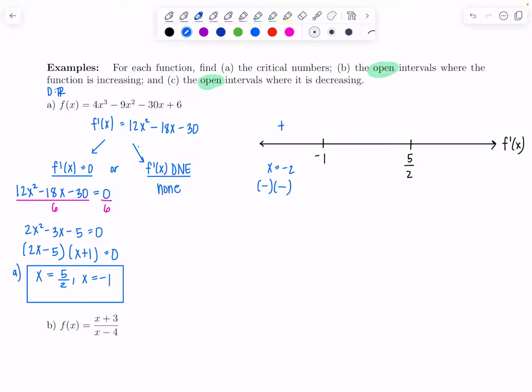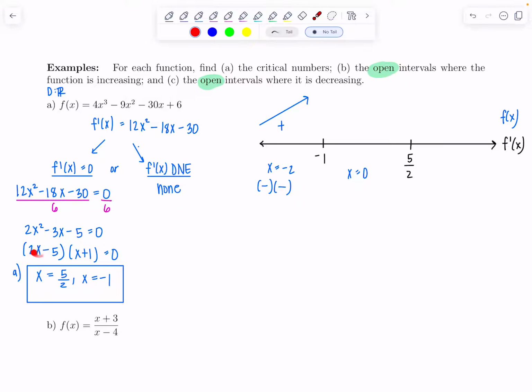What does that tell me about my function f of x? It means f of x is increasing on that interval. So right up above, I'm going to draw an arrow sloping upwards to remind me that my function f of x is increasing there. Okay, now we have to move on to the next interval. So pick somebody between -1 and 5 halves to test into these two factors to see if the derivative is positive or negative. You know what's a great number? 0, yes, I love it.